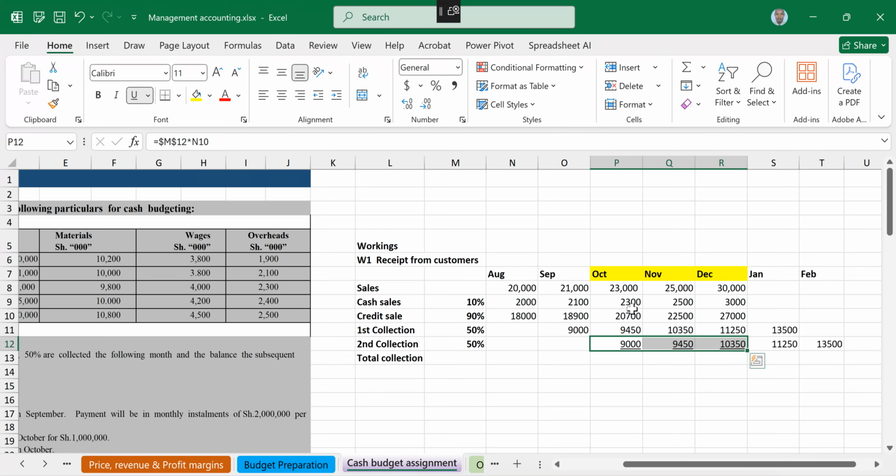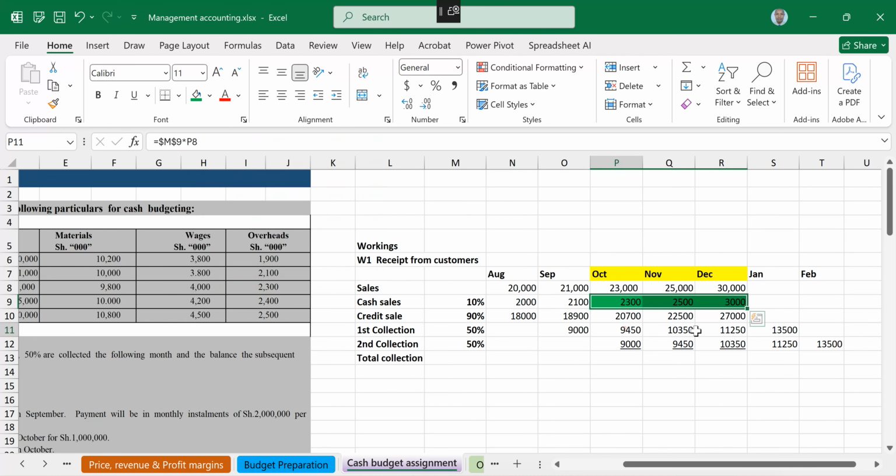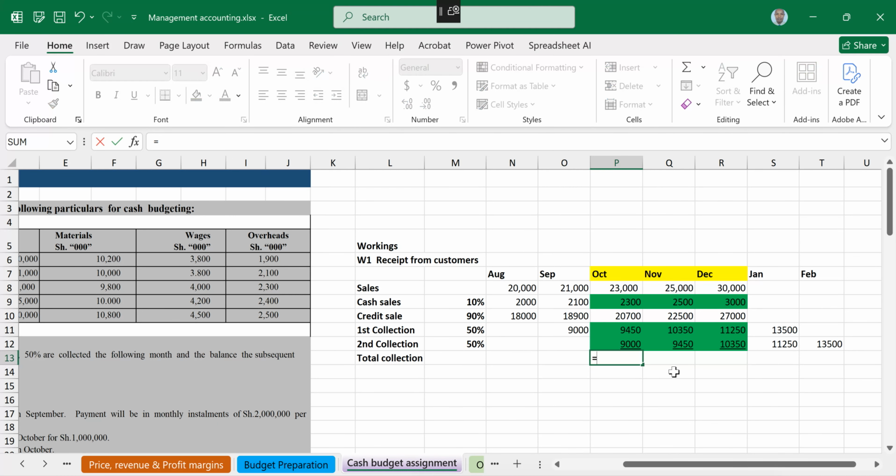And what you are collecting is cash sale. So you go for cash sale, cash. Then you go for the first collection. Then you also go for the second collection. That is what they need you to add only. That will be equal sign, the cash plus the first collection plus the second collection, enter, drag across.